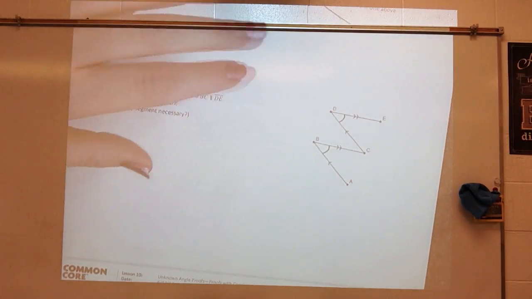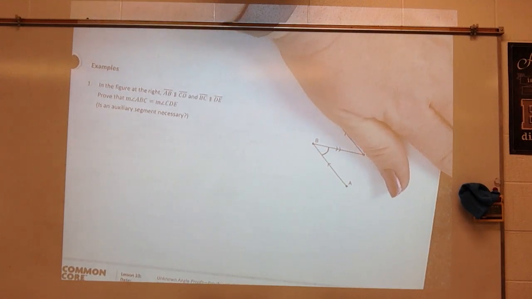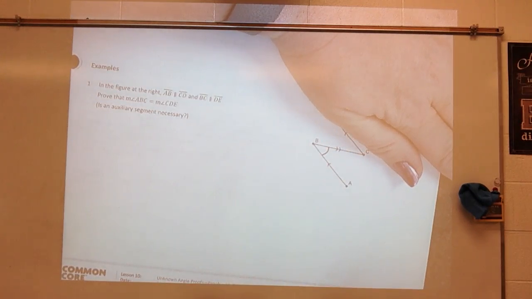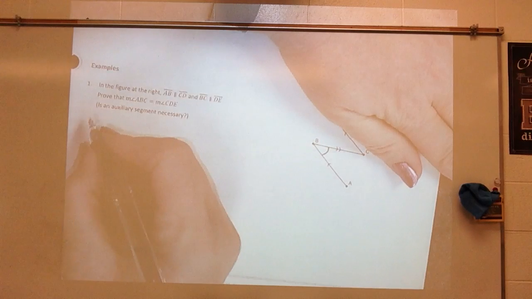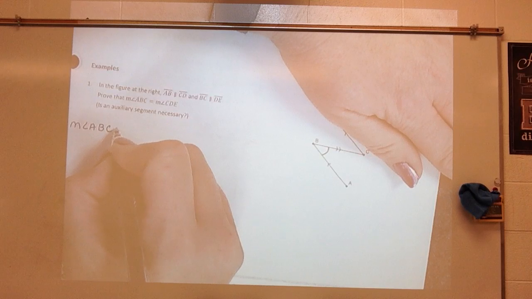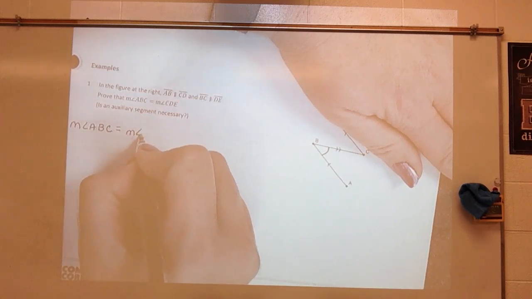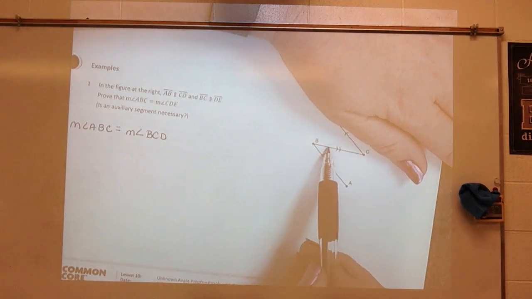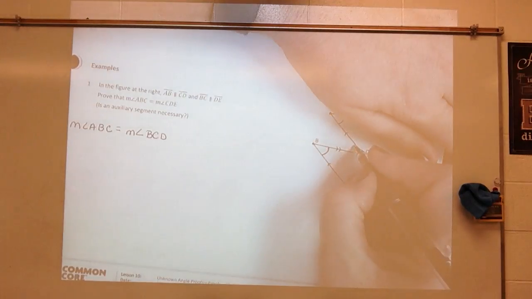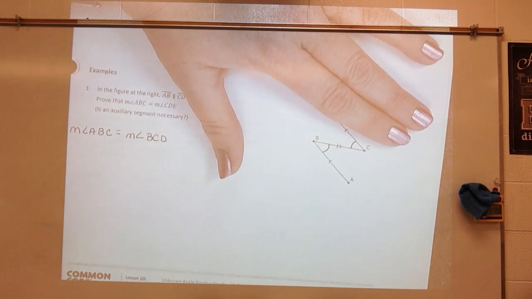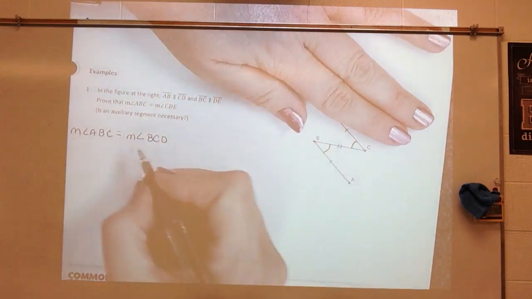Let's pretend this line is not here, and let's look at this set of parallel lines. What would I know? I would know that the measure of angle ABC is equal to the measure of angle BCD. So I know that this angle is equal to this angle. I know those two angles are equal because they are alternate interior angles.